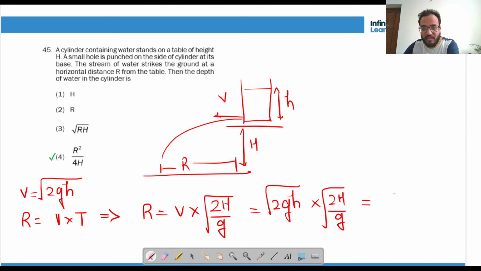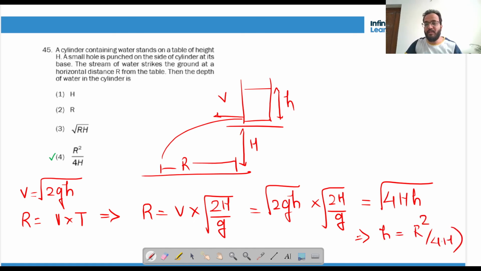So you will say it is 2 times small h into capital H under root. g gets cancelled. 4h small h under root is equal to r. So small h is r square by 4 times capital H.